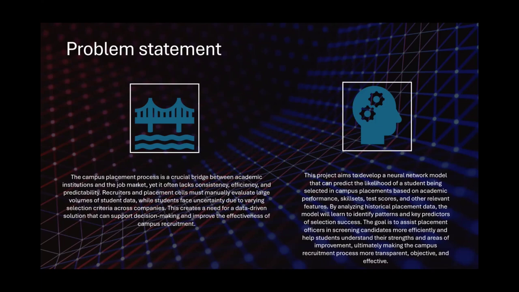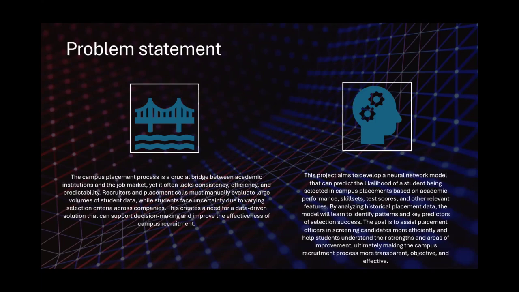The campus placement process is a crucial bridge between academic institutions and the job market. Yet it often lacks consistency, efficiency, and predictability. The project aims to develop a neural network model that can predict the likelihood of a student to receive a job offer through on-campus employment.